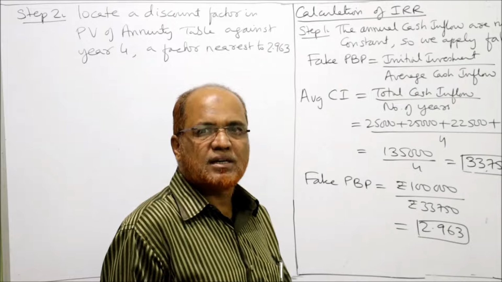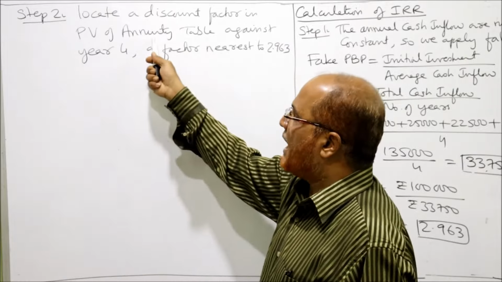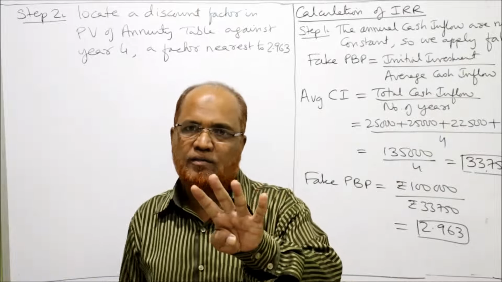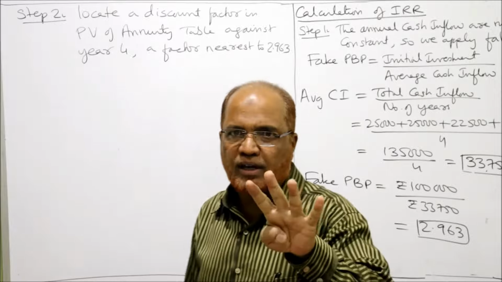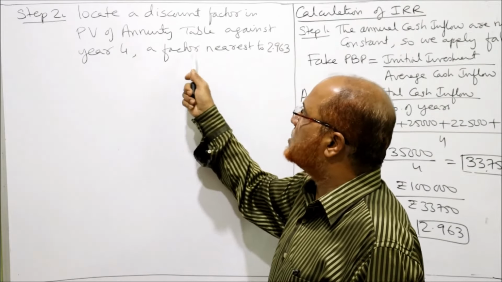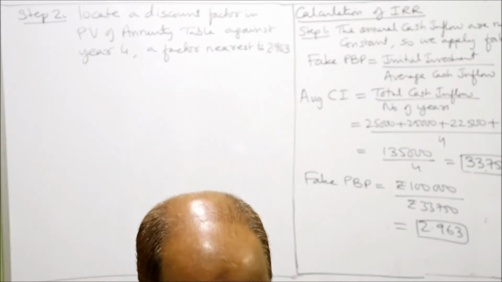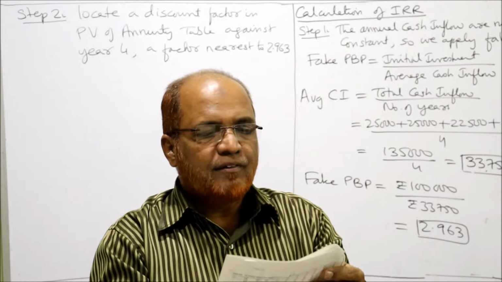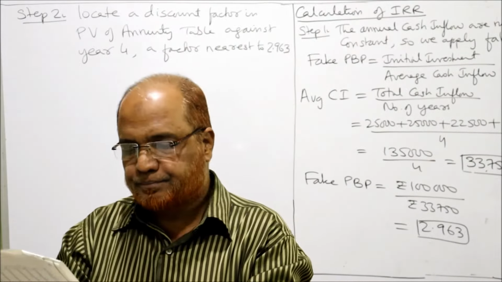Now fake PBP is equal to 1 lakh divided by 33,750. So 2.963. Next step is locate a discount factor in PV of annuity table against year 4, because the life of the project is 4 years. अगर life 5 years रहता तो 5 year की लाइन में देखते थे. यहाँ पर 4 year की life है, तो 4th year की life line में we are going to search a factor nearest to 2.963. So this is the PV of annuity table. PV of annuity table में 5th year के line में we got 2.963.